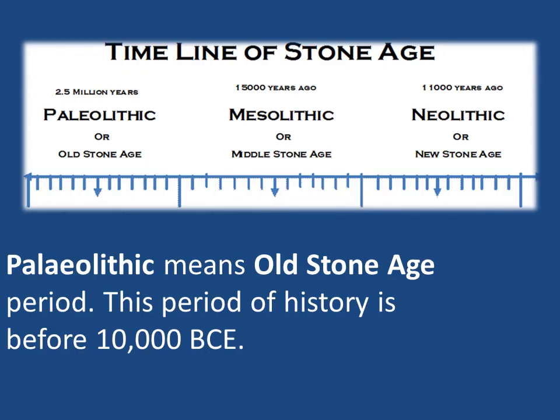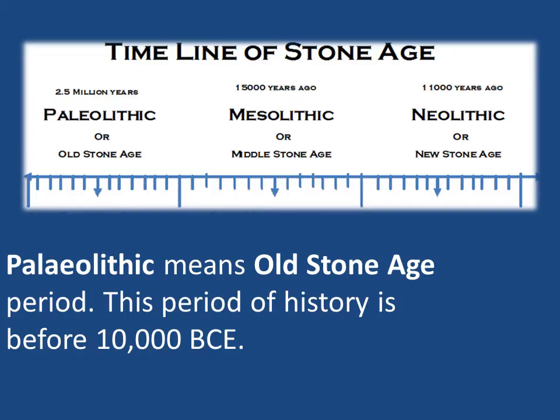So here, children, we have the timeline of the Stone Age. The Stone Age can be safely divided into three phases. The first phase was the Paleolithic period or the Old Stone Age. Second is the Mesolithic period or Middle Stone Age. And third is your Neolithic or New Stone Age.